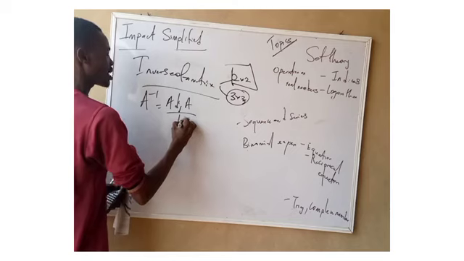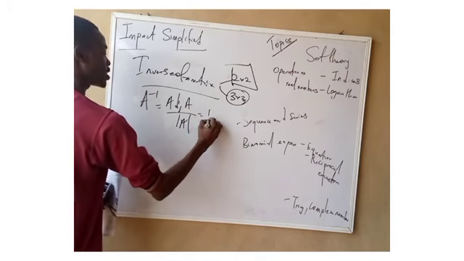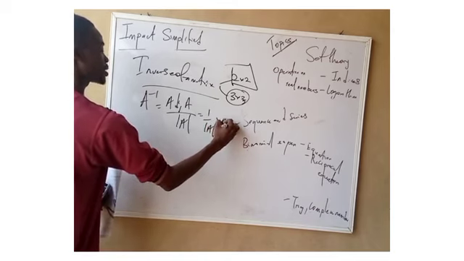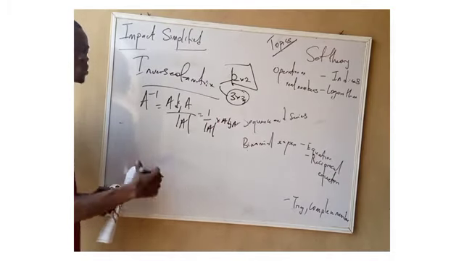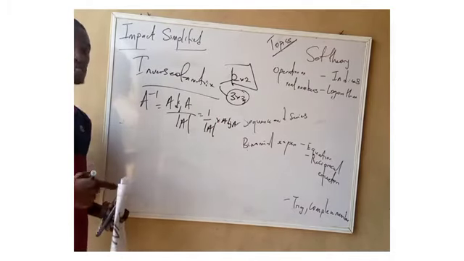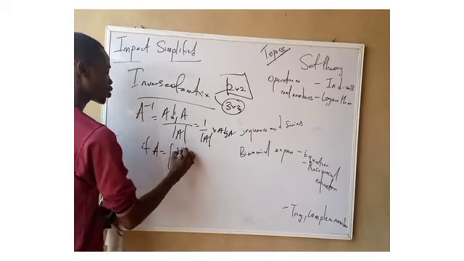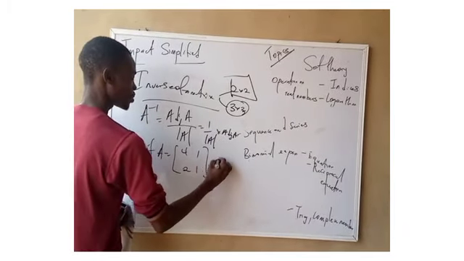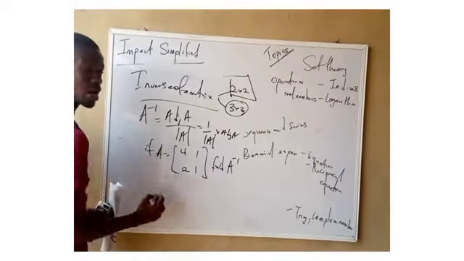The formula is what? The adjoint of A over what? Determinant of A. And this also can give us what? 1 over determinant times what? Times the adjoint of A. So we don't need to stress ourselves when they are asking you questions pertaining to this. Let us look at this. They said if A is equal to 4, 1, 2, and 1, they said we should find the inverse of A.